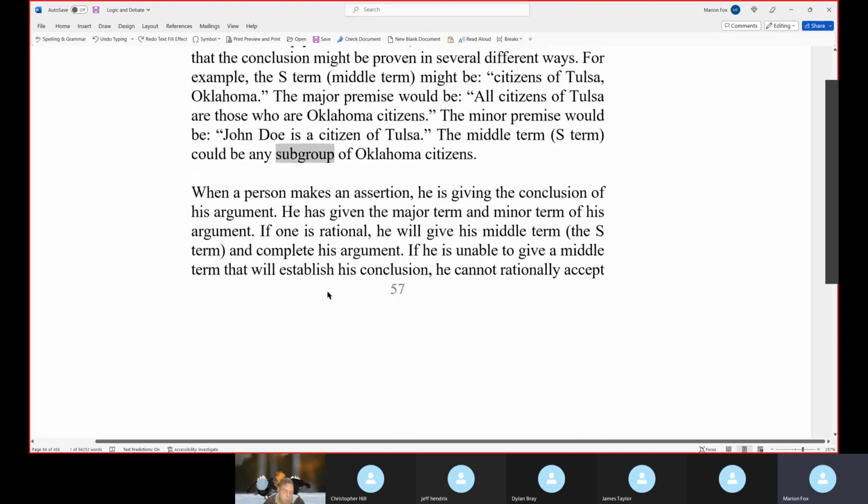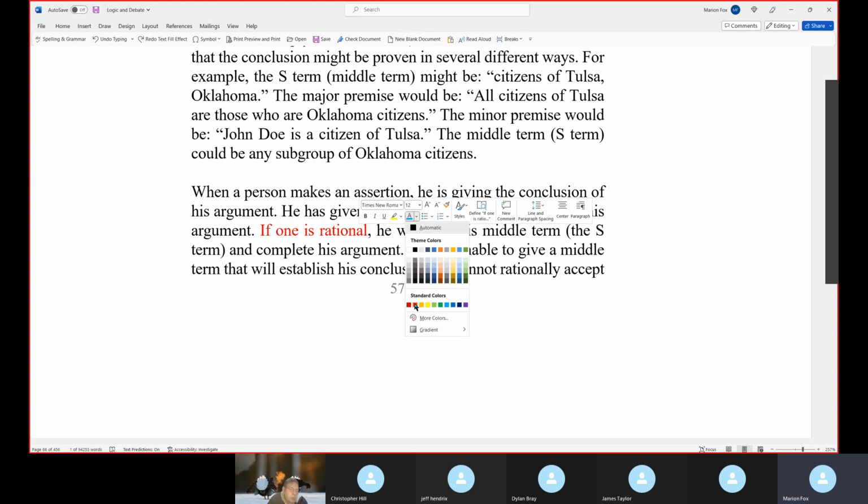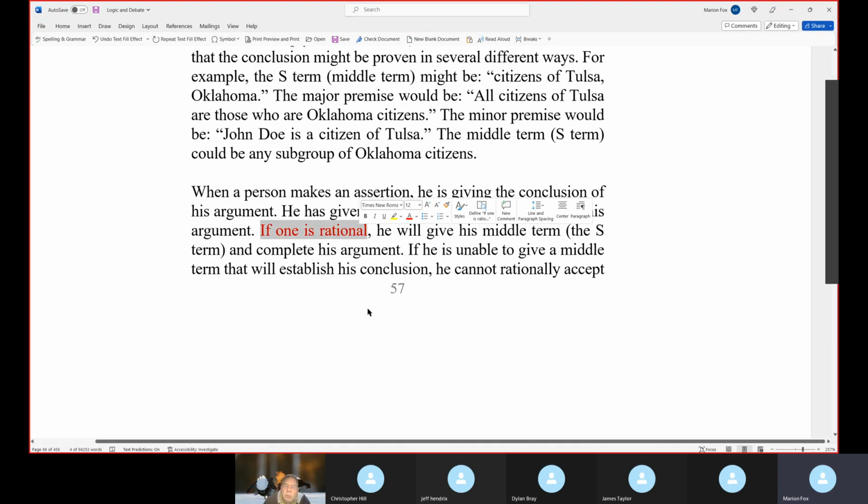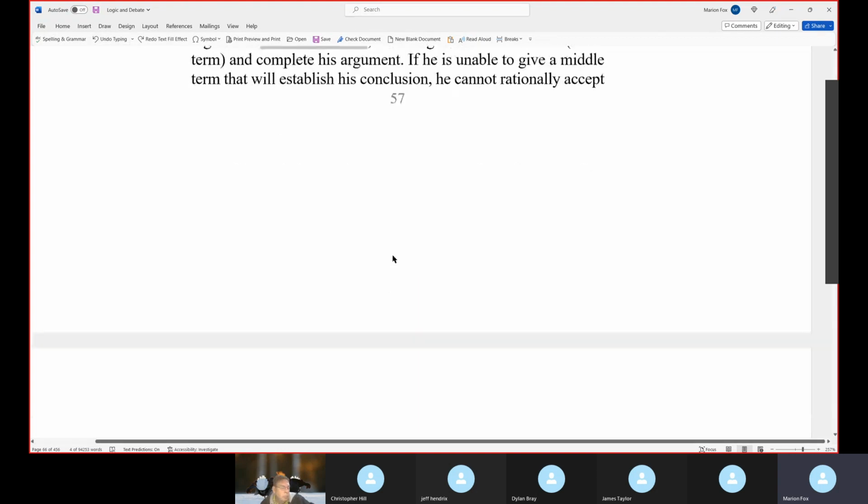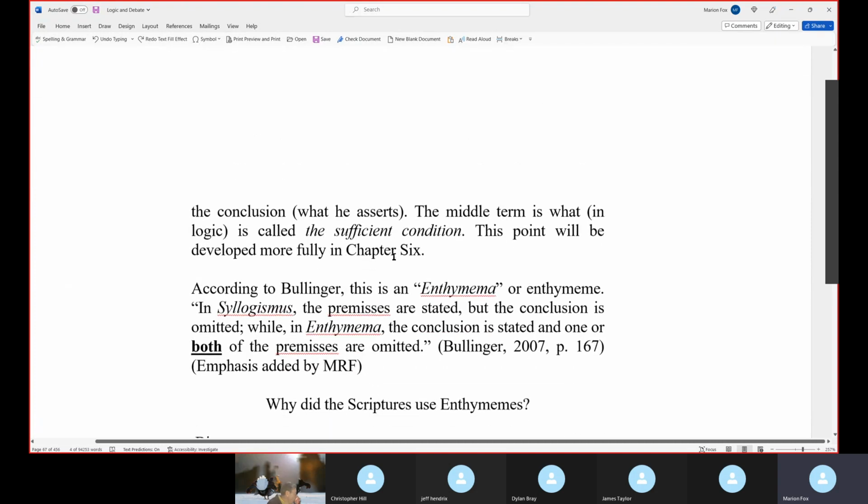When a person makes an assertion, he's giving you his conclusion of his argument. He has given the major term and the minor term of his argument. If he's rational, I'm going to make this red. I'm going to highlight, if he's rational, he will give his middle term, the S term, and complete his argument. If he's unable to come up with a middle term, he's not rational. He cannot rationally accept the conclusion, what he asserts. The middle term is what in logic is called the sufficient condition.